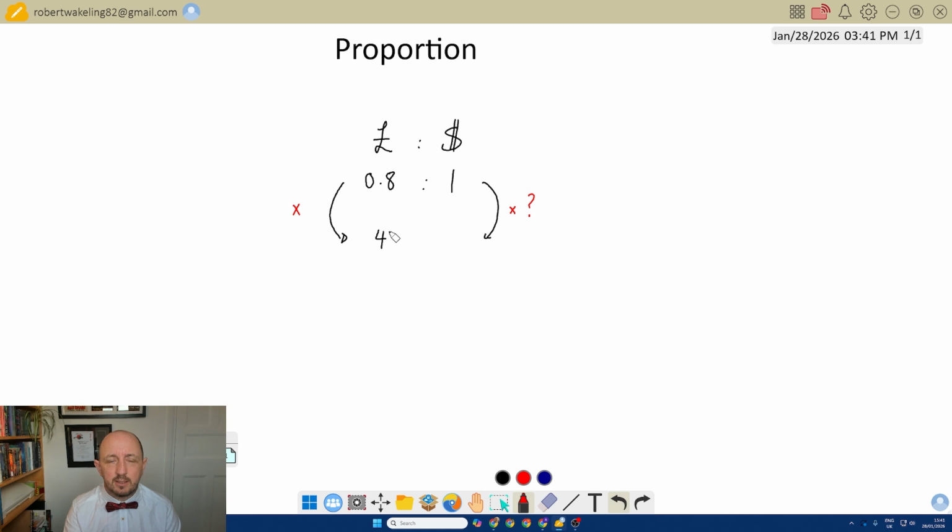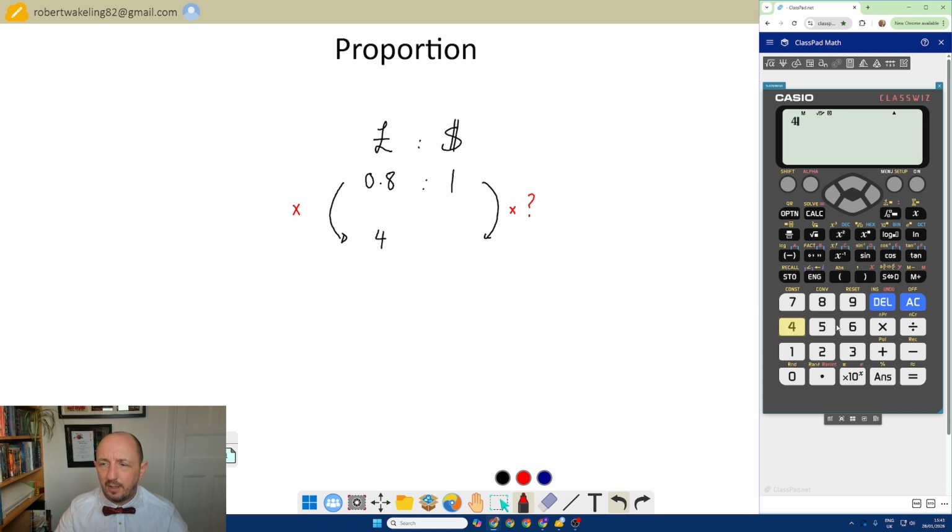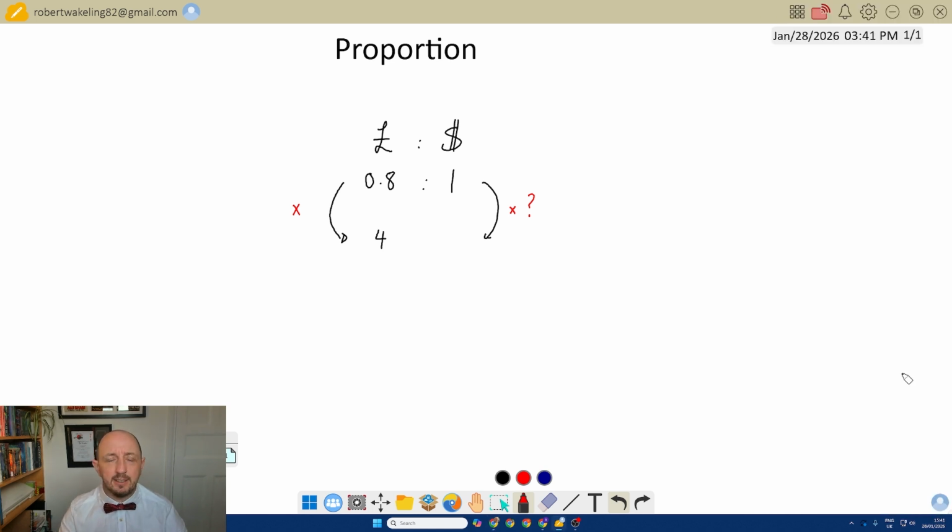And it's not always obvious what this multiplier is. So if you're ever in doubt, we can divide these things. So if we do 4 divided by 0.8, we get 5. So this is 5 times bigger. So we do the same to the other side. That would be $5. Okay. So this is just one example of where we use this.